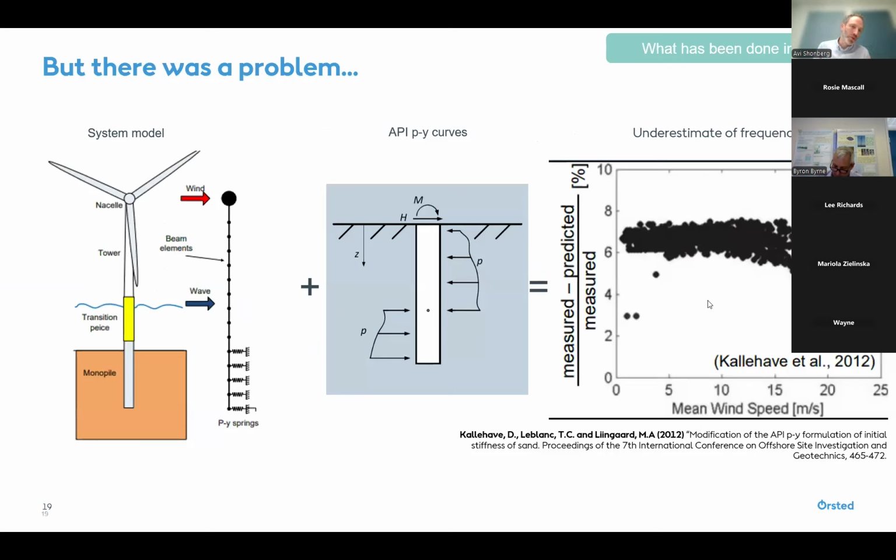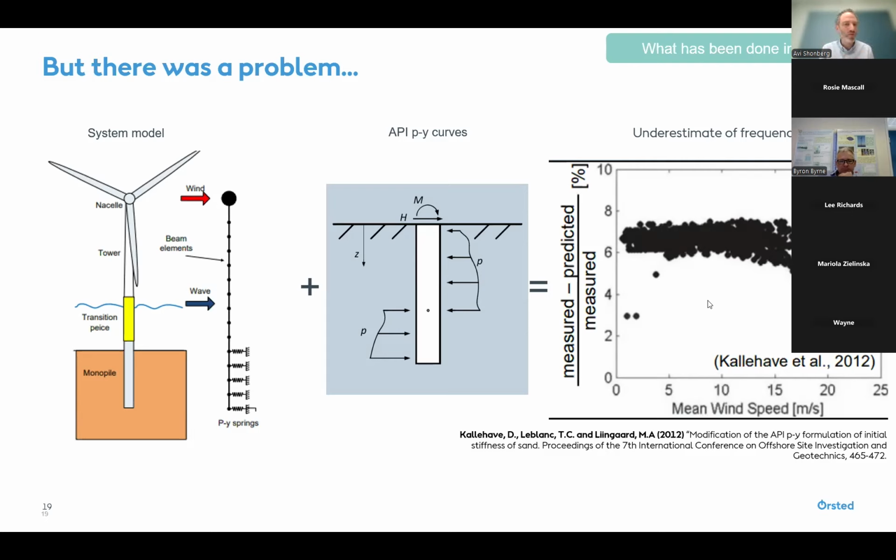There was a bit of a problem, though, when we actually then went and looked at measurements from these monopiles. So on the left, you can see here a system model. So we put our system model together. We put in these API PY curves, as they're called, and we tried to make some designs for these wind farms. And what you can see here on the right is on the y-axis a measure of the stiffness prediction, and on the x-axis we can see the mean wind speed. And what you can see is that all these dots lie somewhere between 5 and 8%, which means we were underestimating the frequency by about 5 to 8%.